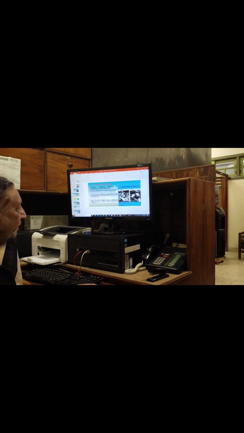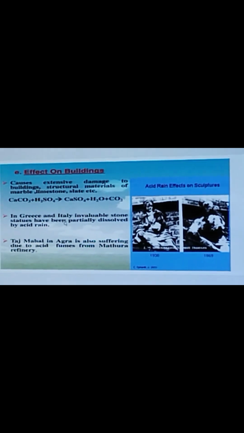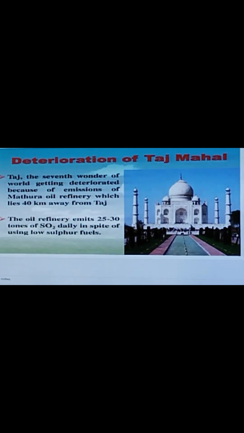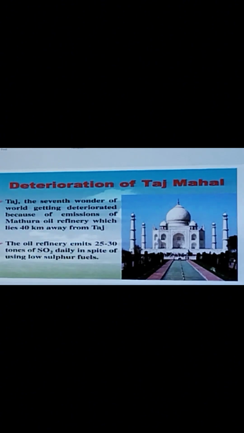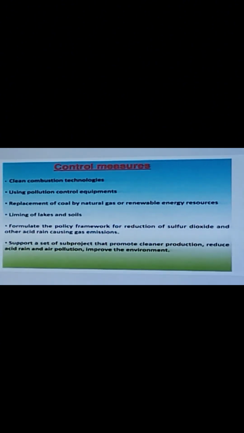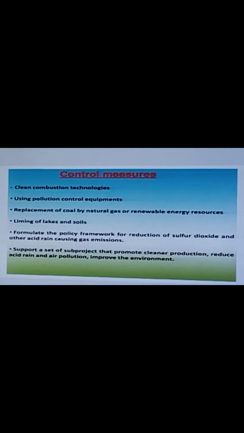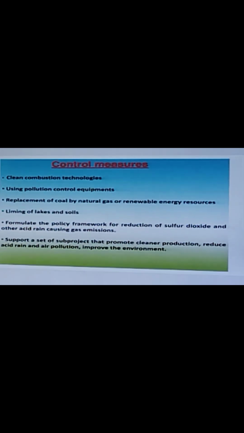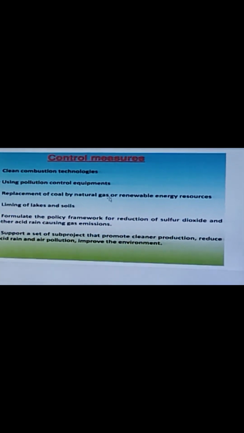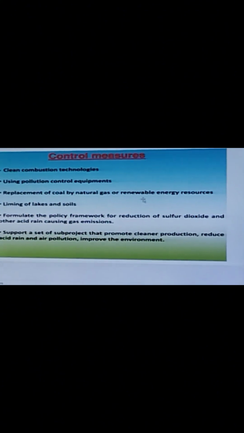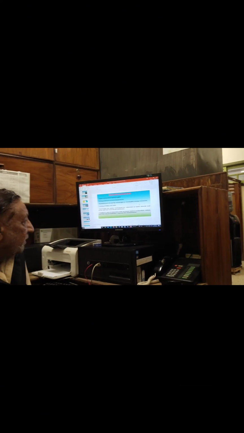And then the effect on buildings, you can see that the Taj Mahal in Agra is suffering, and in Italy as well, with extensive damage to buildings and marbles and other precious building material. So this is another example of how the Taj Mahal is being affected and this greenery is being affected. And control measures: clean combustion technology using pollution control, replacement of coal by natural gases or renewable energy, that is important, that is called green energy.